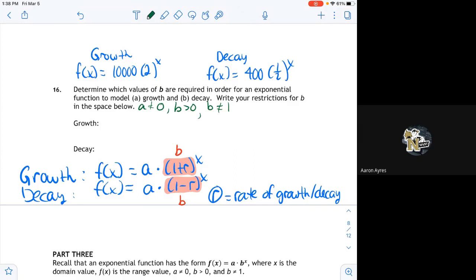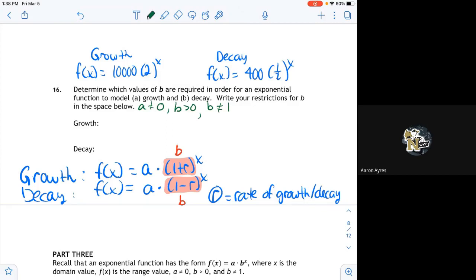So, growth. What are the values for B that would give me a growth function? Who thinks they have the range? Lance? Anything greater than 1? Anything greater than 1. 1 plus the rate, that's going to be greater than 1, correct? So that's always going to be greater than 1. So that's going to be a restriction on that. Okay? Good.